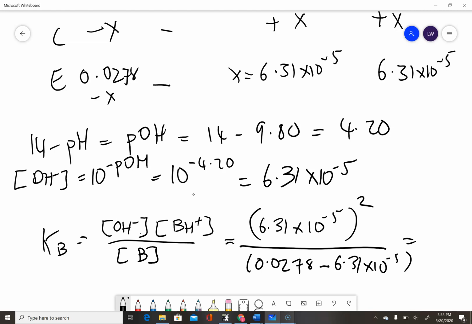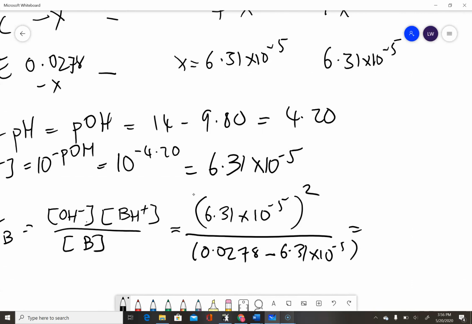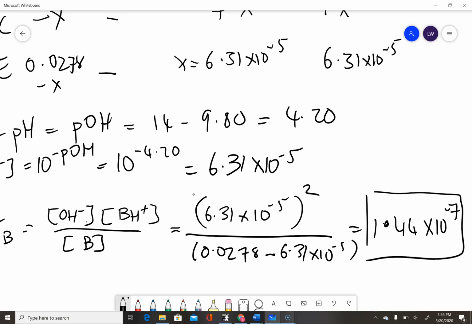It's a weak base, so it should be a small Kb. Let's see what we get. And I ended up getting 1.44 times 10 to the minus 7. Kbs don't need any units, and that's definitely a small number.